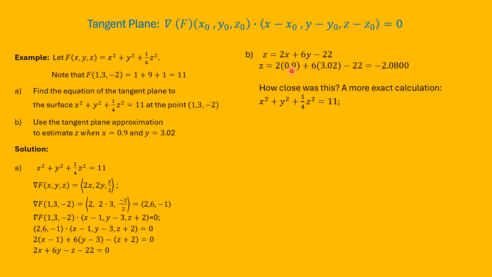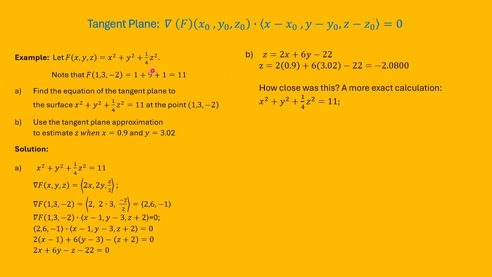Notice that this calculation is very simple, doesn't require a calculator. 2 times 0.9 is 1.8. 6 times 3.02 is 18.12. And then subtract 22 from that. You could do that in your head almost. Well, how close was this approximation?